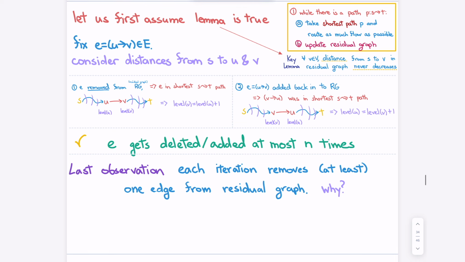All right, one more observation we need. I claim that every iteration will remove at least one edge from the graph. But why? Yeah, because we're always routing as much as possible. So we're always routing until we delete an edge. Okay. So finally, I claim we can bound the number of iterations in our algorithm now. What is it? Mn. Every edge can only get deleted n times, and every iteration deletes an edge. So we have Mn iterations.